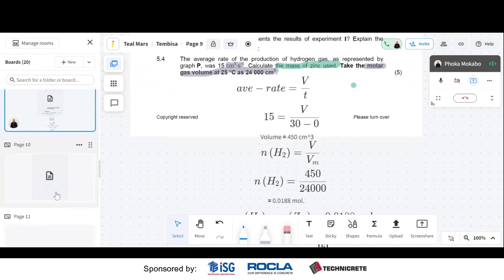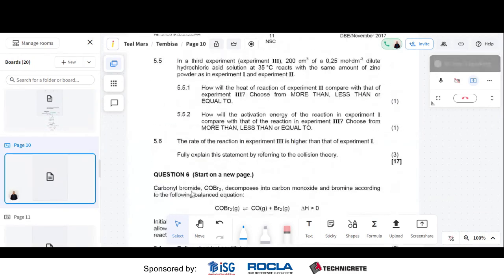I think question 5 continues. I am correct. And 5.5. In a third experiment, 200 centimeters cubed of a 0.25 moles per decimeter cubed. Now, before I carry on reading, just note over here that our concentration is given as moles per decimeters cubed, whereas our volume is given as centimeters cubed. We're going to have to perform a conversion over here.